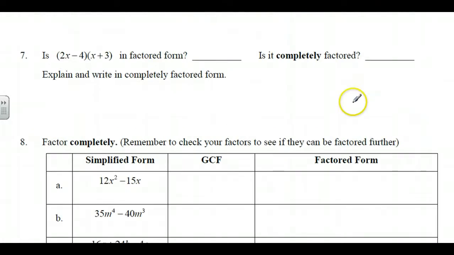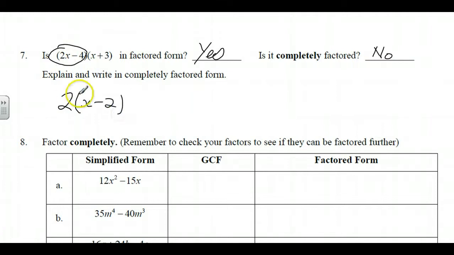7. Is this in factored form? Yes, it is. Is it completely factored? No, it is not, since there is a common factor of 2 inside the brackets. So remember, when we're done and we think, hey, I've got factored form, then you just need to look and say, oh, wait, I can take a 2 out. So 2 times x minus 2, 2x minus 4 times x plus 3. Remember, factoring is writing it as a product, and fully factored means that there is no common factor within a set of brackets.